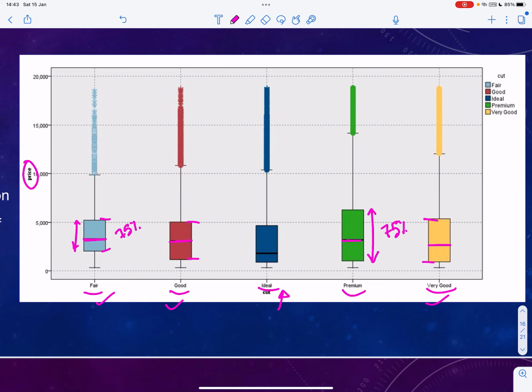And the third one is looking at the values that are out of the whiskers. We don't see any exceptionally low prices, but we see that there are exceptionally high prices in every single category. It's telling us that regardless of the category, there are diamonds in each category that have very high prices. So it's not like all the fair diamonds have low prices compared to others, or all the ideals are lower. No, it's not the case.